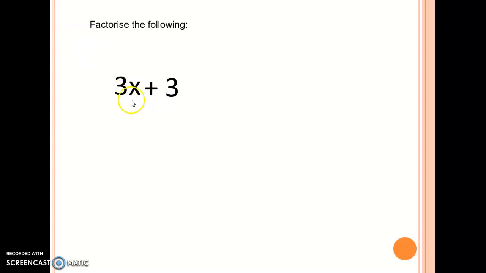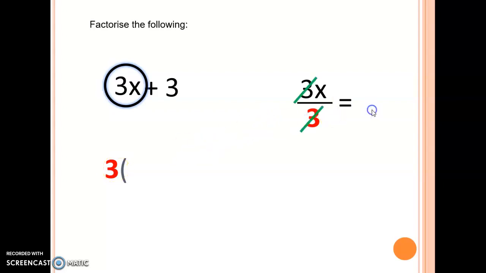So you always look at the numbers first, and as you can see you've got a 3 there and a 3 there. So between this term and this term there's a 3 in common, and you've got no letters in common. So you pull out the 3 and you open up a bracket. Now to decide what goes inside the brackets, you then go back to the original first term in the expression, which is 3x, and you say, okay, divide that by my highest common factor, which is 3, and you get an answer of x there. You get an answer of x, so that goes inside the brackets.